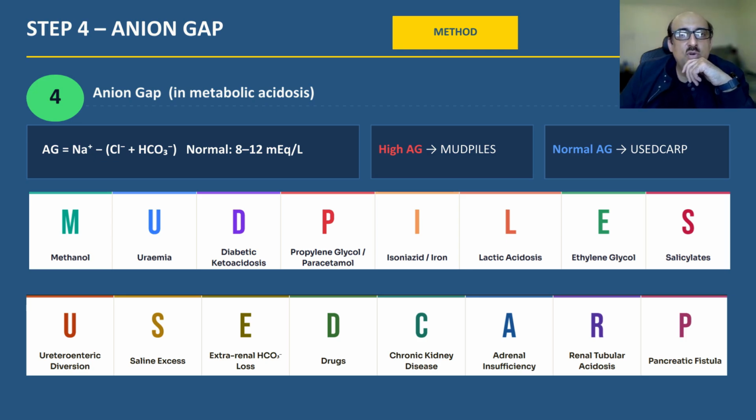Step number 4, once you have metabolic acidosis, calculate the anion gap. The simple formula is the difference between the sodium and the sum of chloride and bicarbonate. Sometimes you can use sodium plus potassium, but potassium does not contribute that much. Normal value, as I said, is 10 plus or minus 2 milliequivalents per liter, so 8 to 12. High anion gap causes, MUDPILES mnemonic, and normal anion gap is like diarrhea, renal tubular acidosis.